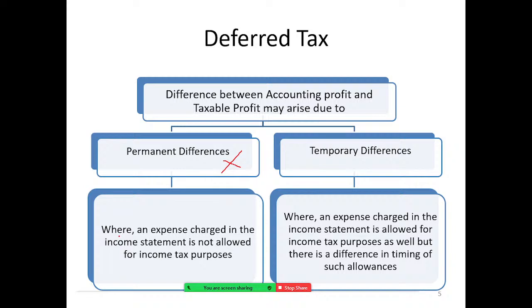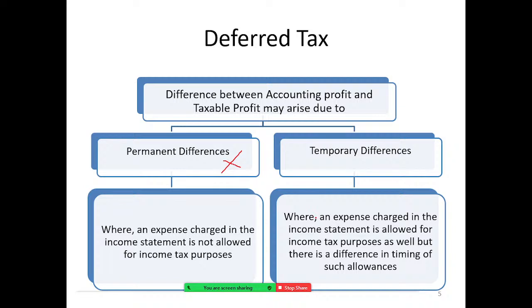So the differences arise due to three reasons. The first reason is temporary differences, for example, capital allowances and depreciation rate. The second one, some expenditures are allowable, some expenditures are not allowable. The third one, cash basis and accrual basis. So these are the causes of the differences. Got it? Yes, sir, understood.